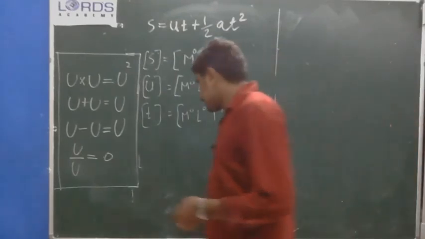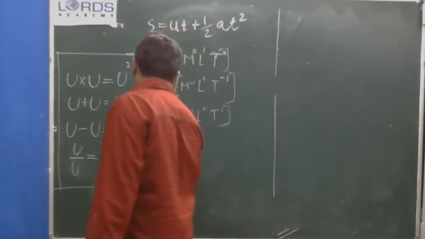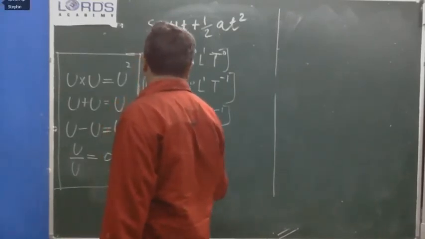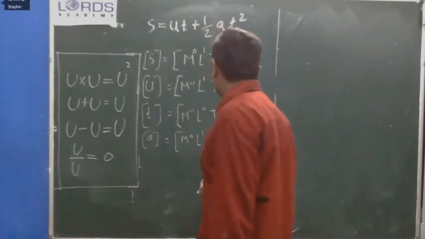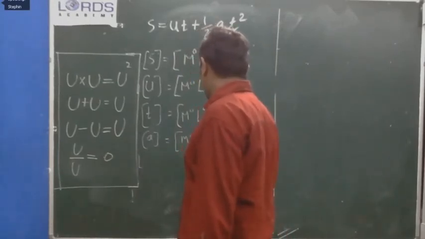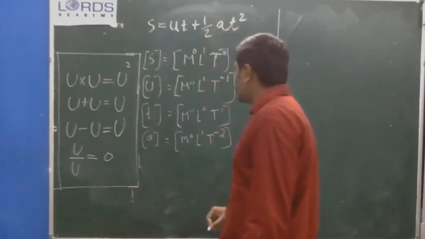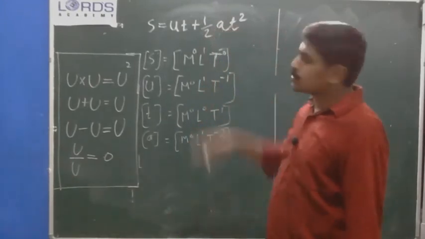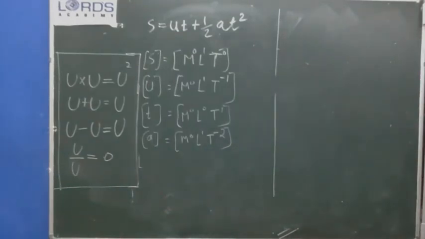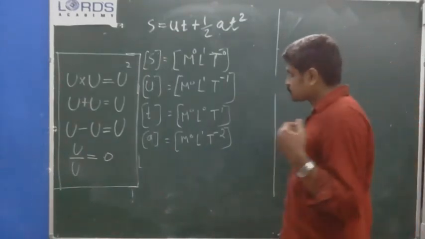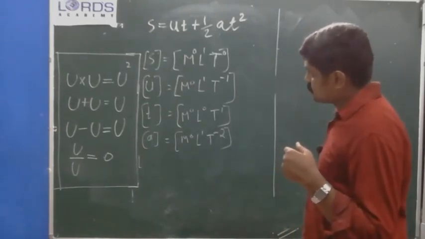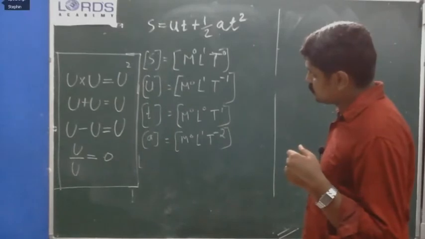Then what is the acceleration? M raised to 0, L raised to 1, T raised to minus 2. Then T only, we already wrote T, so no need to repeat again. So what is the next step? Next we write everything together, the right hand side.